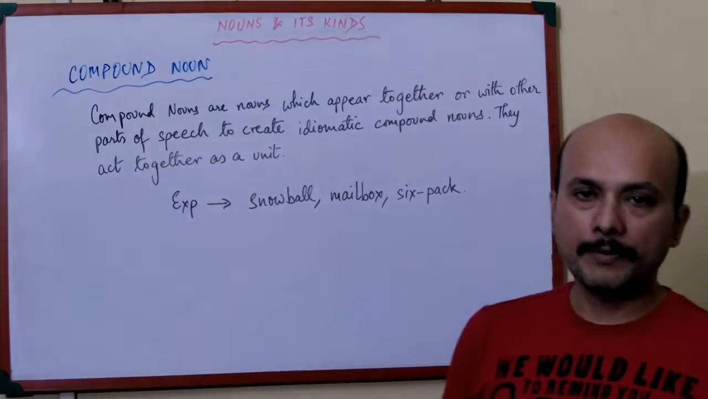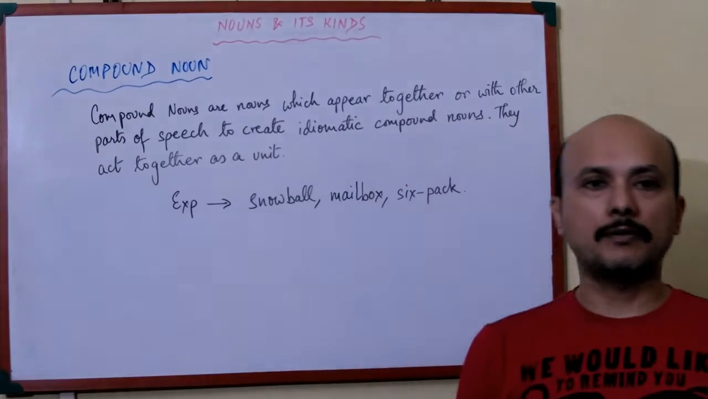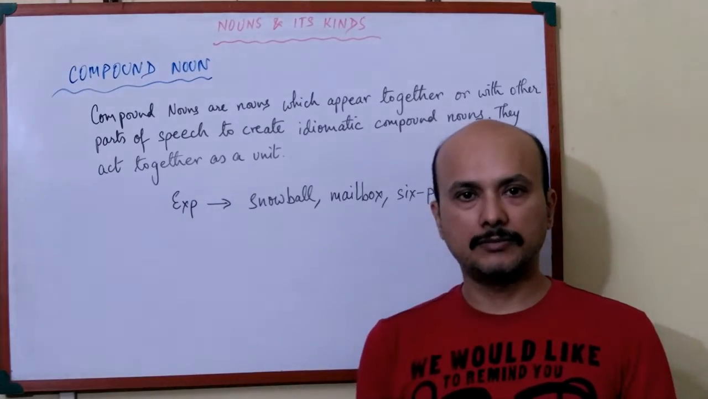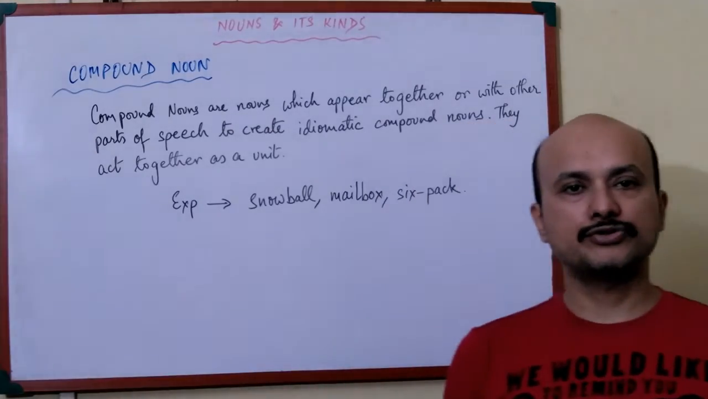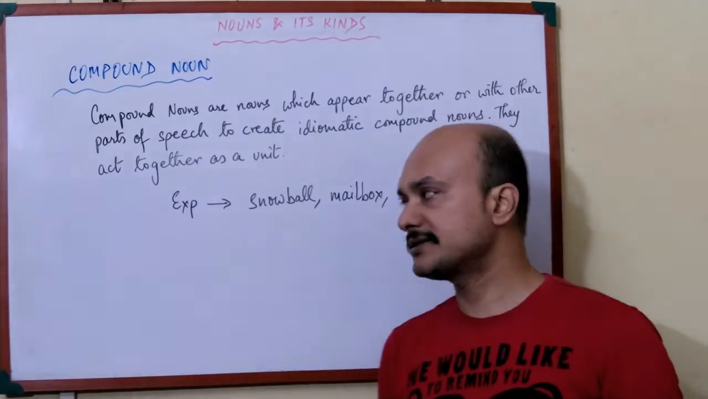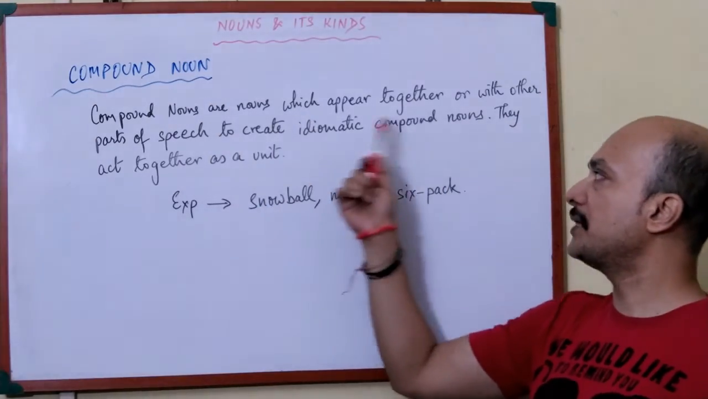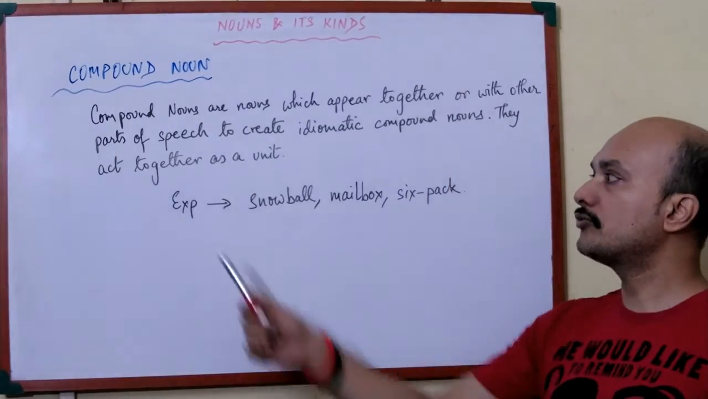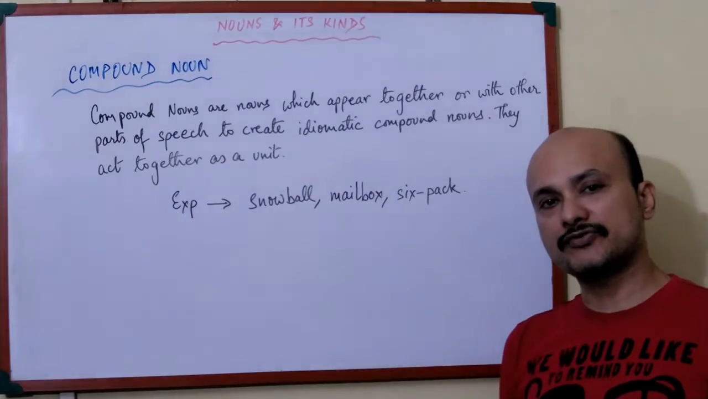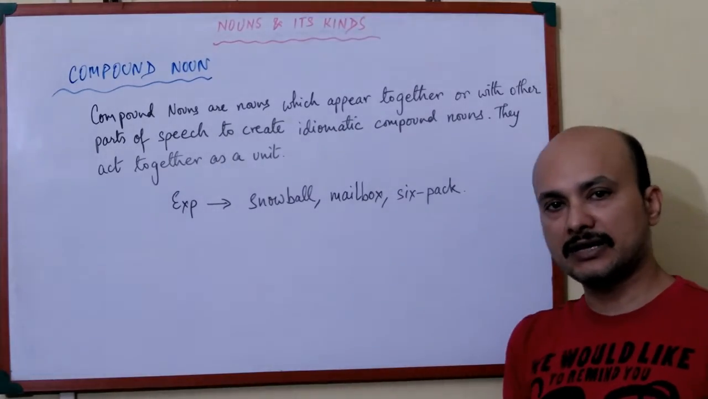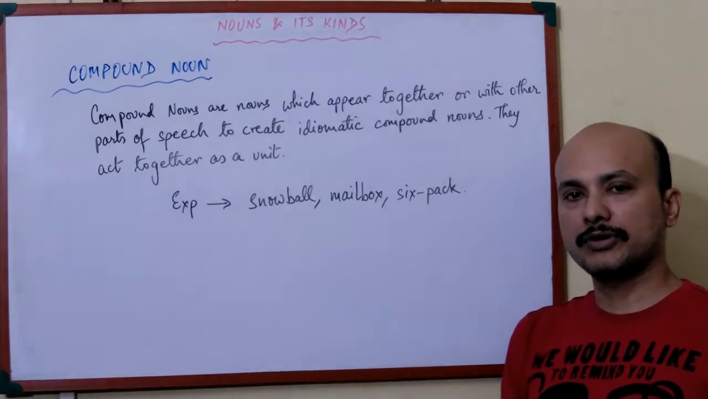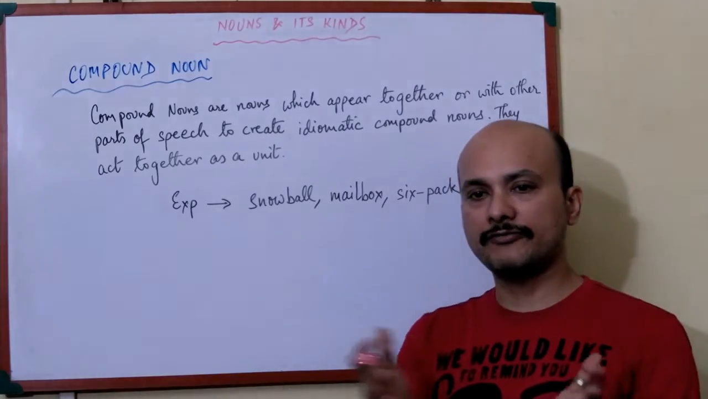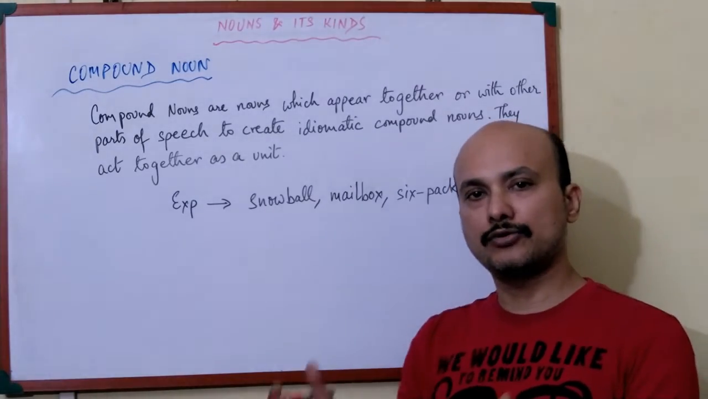The next noun is compound noun. Now you have to understand what is compound. The compound means a number of things taken together make a compound. Here also we will see a combination of nouns or a noun with some other word. Let's see. Compound nouns are nouns which appear together. That means the two nouns are together, or with other part of speech. They can be an adjective and a noun together. It can be a verb and a noun together, or some other words. But it may be two nouns together or a combination of a verb and a noun, adjective and a noun together.